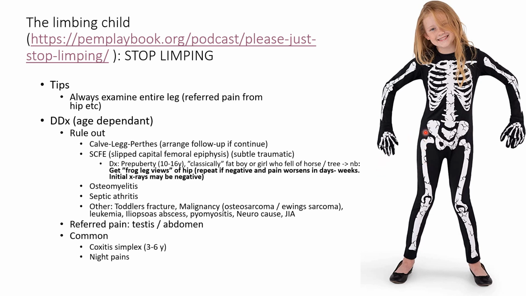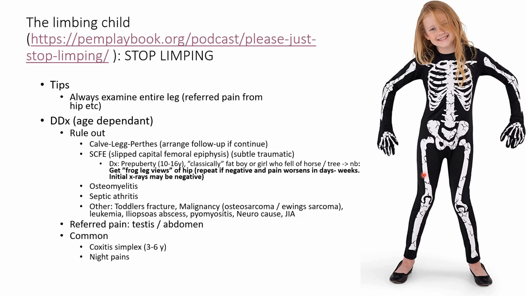Also always think of referred pain, right? Hip pain in the knees, or knee pain, which actually refers from the hip. Always examine the entire leg. You have iliopsoas abscesses, which I think I've seen one of these as well. You have pyomyositis. You have neurological causes where they're not limping because it hurts. They're limping because they don't have any muscle mass, and this can be subtle in children as well. So check the reflexes, check the neurological status as well when you have these children. And you have juvenile idiopathic arthritis as well.